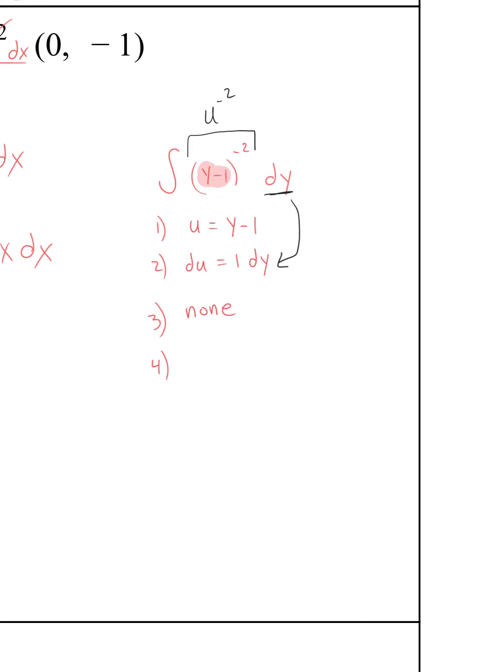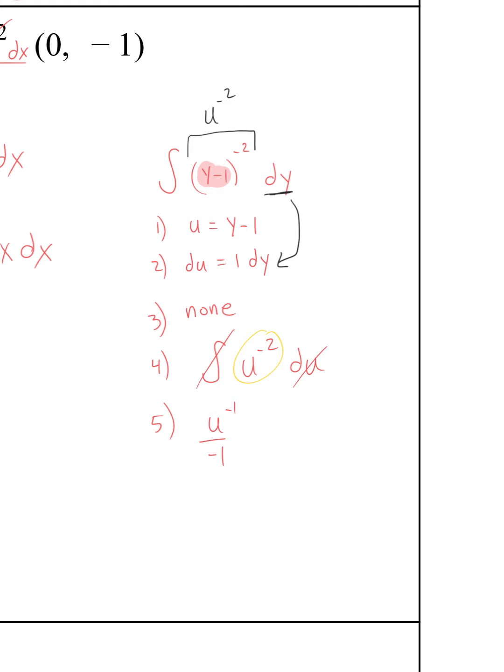Step number 4, we rewrite everything. Again, this piece becomes u to the negative 2. And right here, dy is now equal to du. So it's not a bad one at all. All right, fifth step, we finally get to take the antiderivative. To take the antiderivative of this, that's the only thing there to take the antiderivative of, because the notation is going to drop out. That is a power rule, so that becomes u to the negative 1 over negative 1.